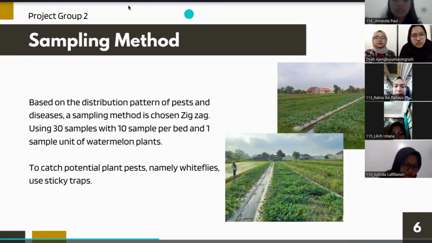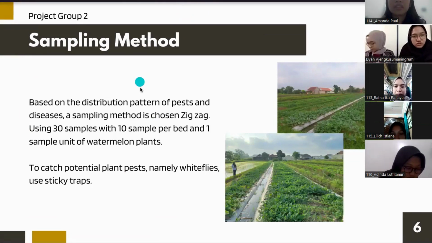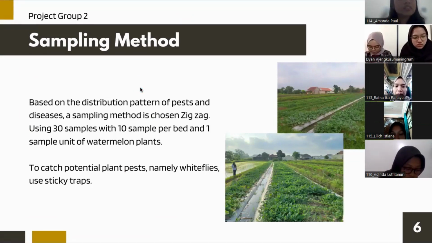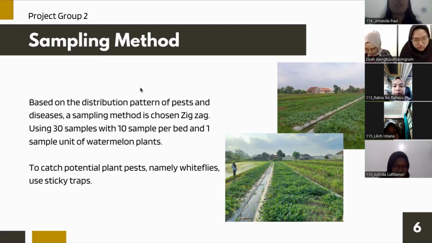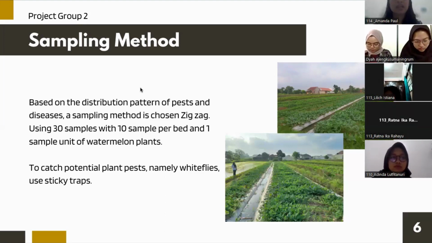Okay, next is the sampling method. Based on the distribution pattern of pests and disease, the sampling method chosen is the zigzag method. This is because it is suitable for long land conditions, and based on the literature that we have read for horticultural commodities, it is best to use the zigzag sampling method.